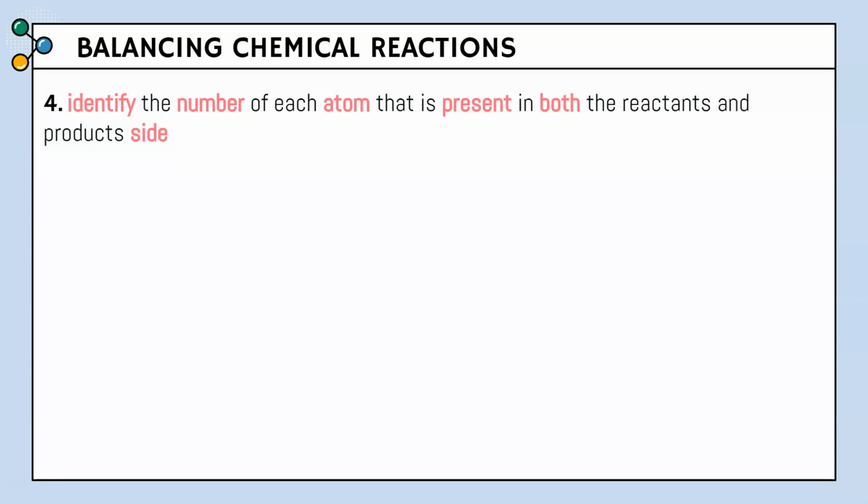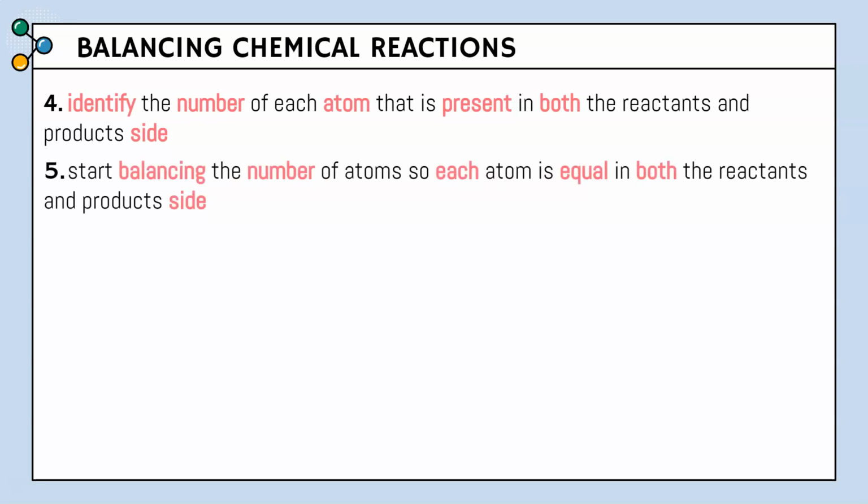Step 4, we're going to identify the number of each atom that is present in both the reactants and product side, meaning we're going to figure out how many magnesiums are in the reactants and how many are in the products, or how many chlorines are in the reactants, or how many are in the products, and we just look at the subscripts. Remember, the subscript after the element tells us how many there are, and again, if there's no number, we're going to assume it's 1 because chemists hate writing 1s.